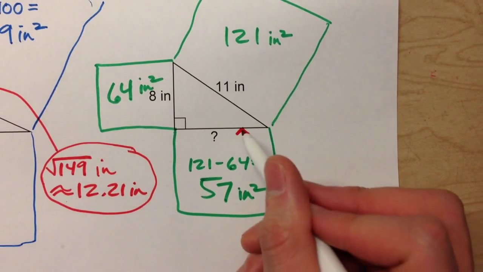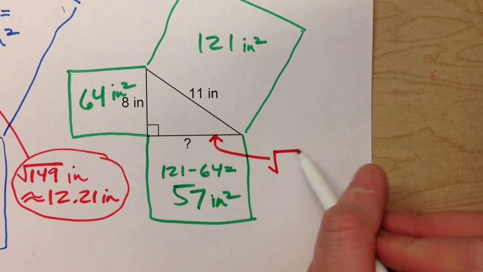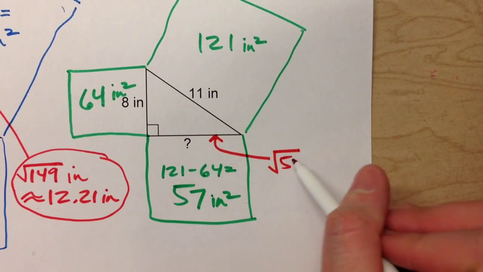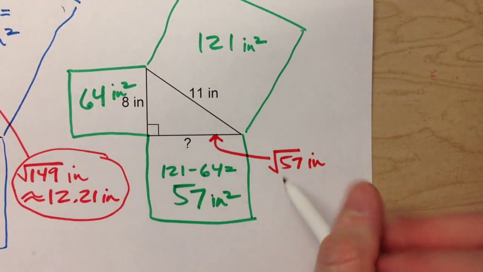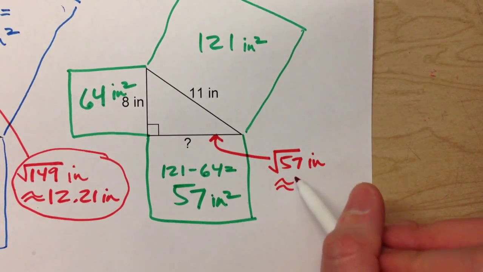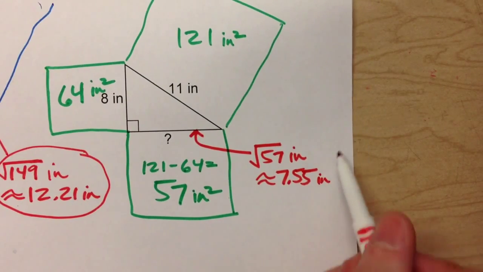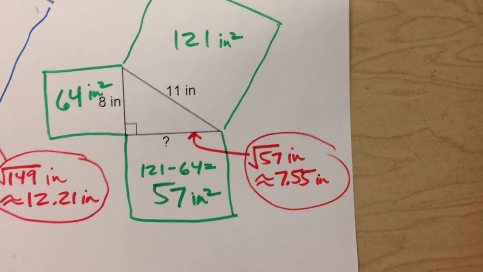Now, let's finish up the problem. That length, the exact length, is the square root of 57 inches. Now, if I want the approximate value, put it into your calculator. You'll get about 7.55 inches. And that is the length of that side.